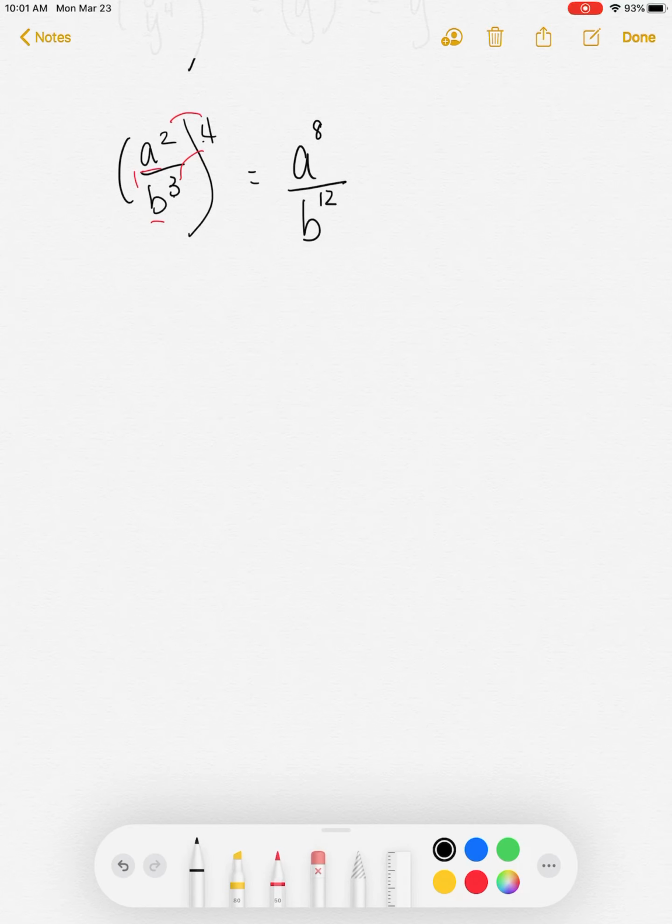Let's try an example with numerical coefficients. Let's say we had 3x to the 4th divided by 7y squared, all squared. Again, our bases are not the same, and we have terms raised to an exponent, so we're going to distribute this. The thing to notice here is that not only is the x to the 4th squared, but the 3 is also squared, and the 7 is squared, and the y is squared. Everybody is squared.